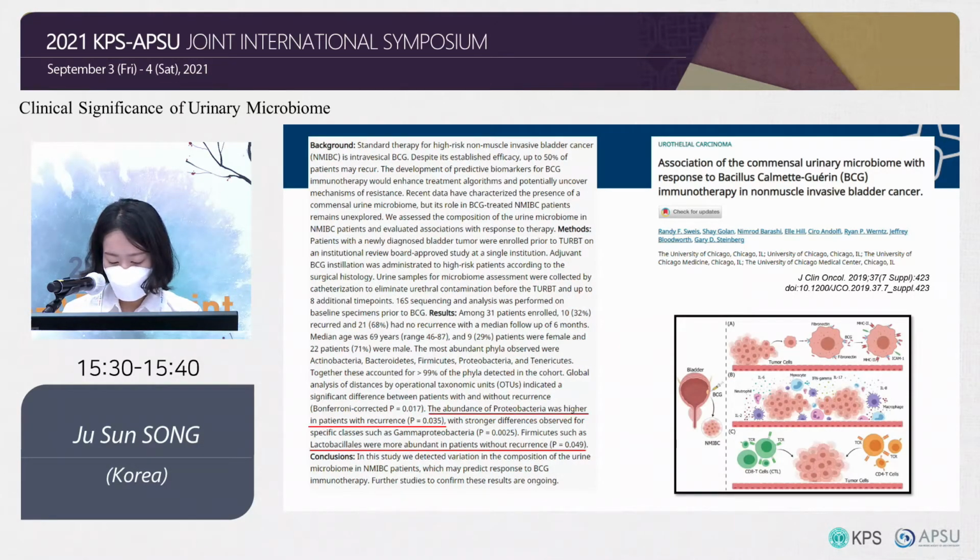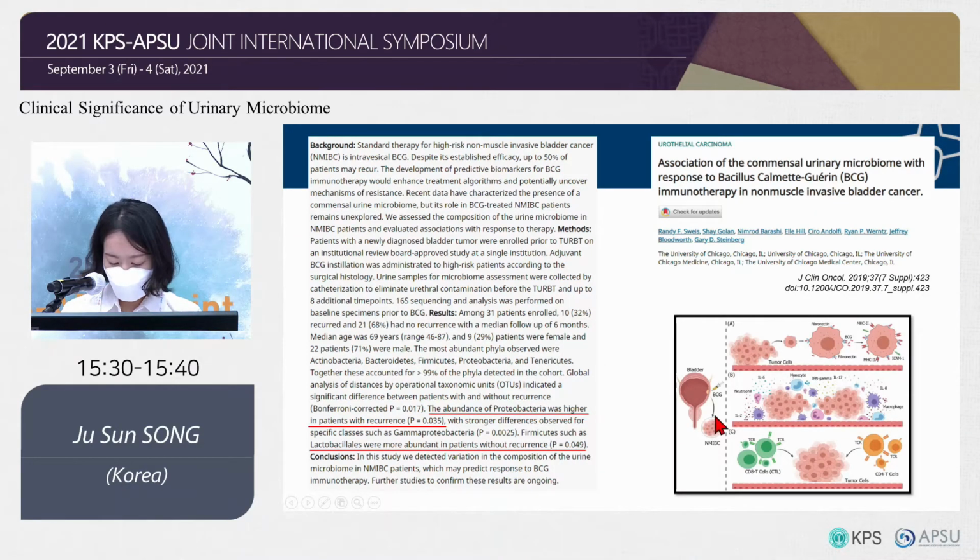Also, the bladder microbiome has been investigated for a role in the responsiveness of immunotherapy, especially in intravesical BCG therapy. A University of Chicago group has recently reported data from a study in which they characterized the role of the urine microbiome in 31 patients with high-risk NMIBC undergoing BCG treatment, and the enterobacteria were significantly more abundant in patients with recurrence, while lactobacillus were more abundant in patients without recurrence.